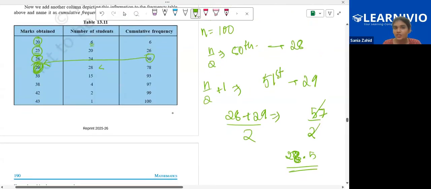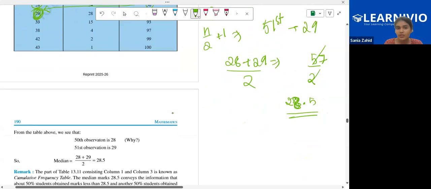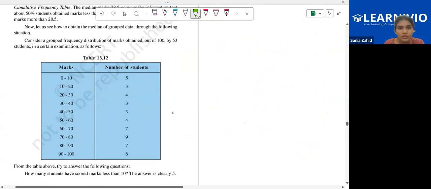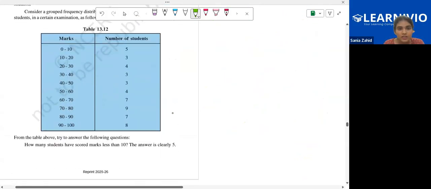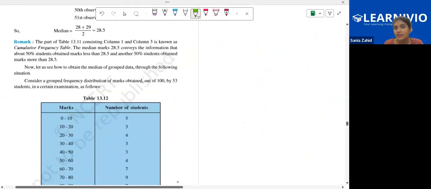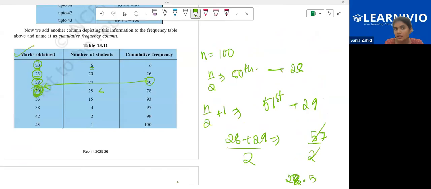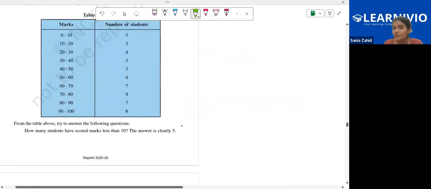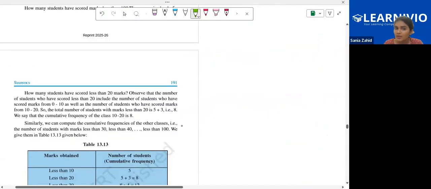What do we do over here? We are just calculating the cumulative frequency, one extra step. Now we come to this question. Now they have given you the grouped frequency format. Earlier it was not grouped frequency, it was just X values. Here you have grouped frequency. So what do you have to do when you have grouped frequency? You have a similar observation only.